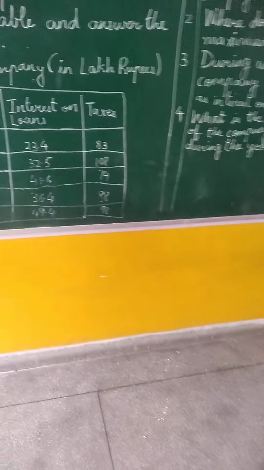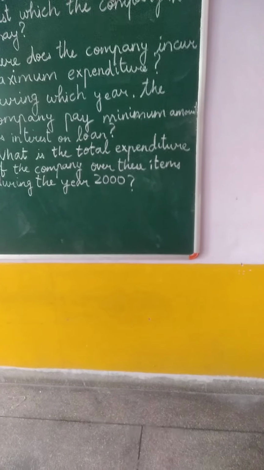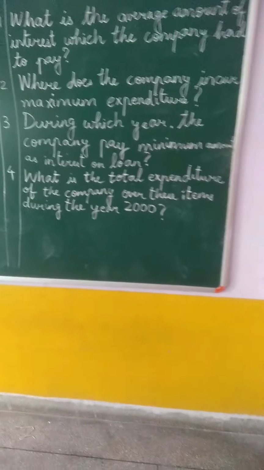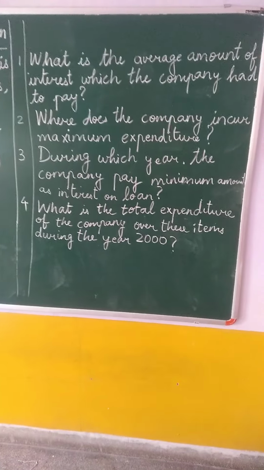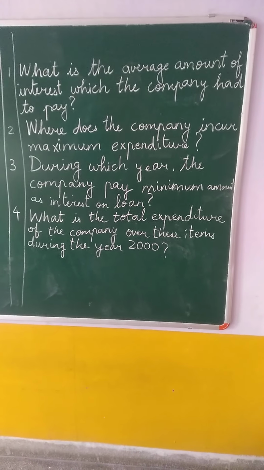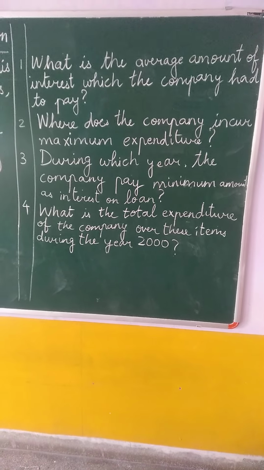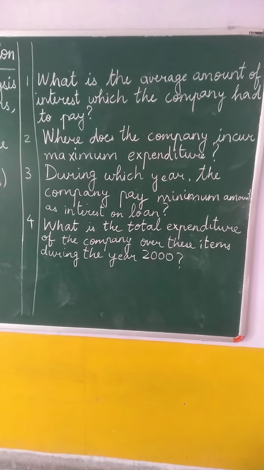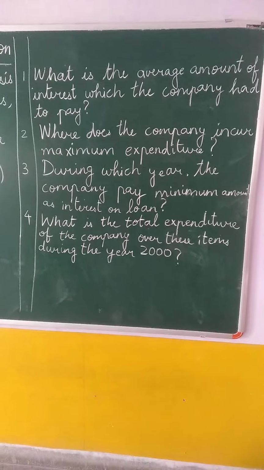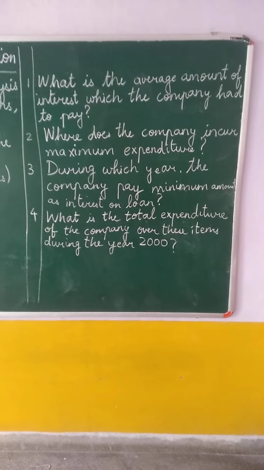So how to write the answer for this? Supposing your average comes out to rupees 40.8. In that case, how will you write the answer? You will write it in a complete sentence. Avoid writing numbers in words. So you will write, the average amount of interest which the company had to pay is rupees 40.8. You will write in numbers, not in words. Clear?